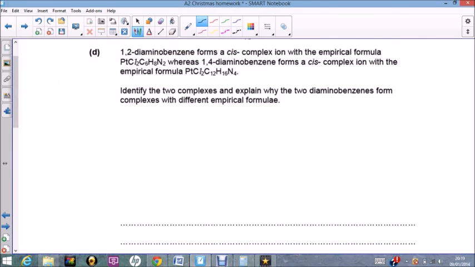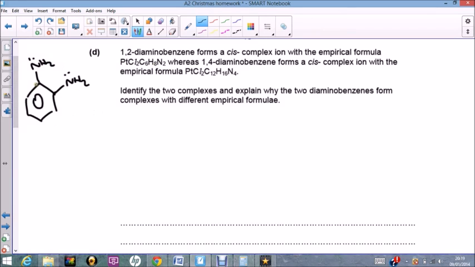Next we've got 1,2-diaminobenzene, so let's draw that side over here. There's benzene, position 1, position 2, amine groups. We should note nitrogens have lone pairs, so that's where we're going to get the coordinate bonds forming. It's got the empirical formula PtCl2C6H8N2.